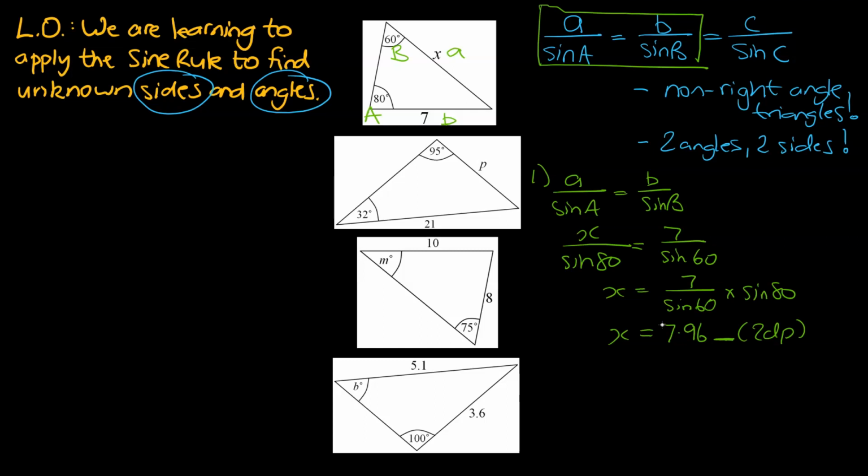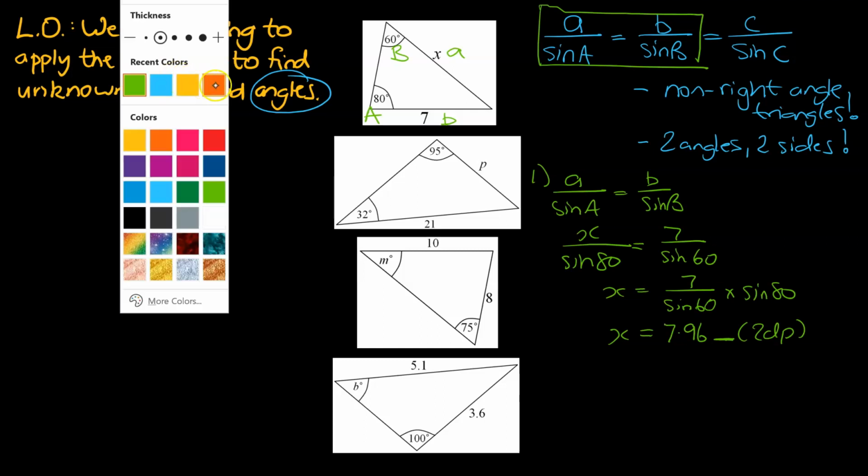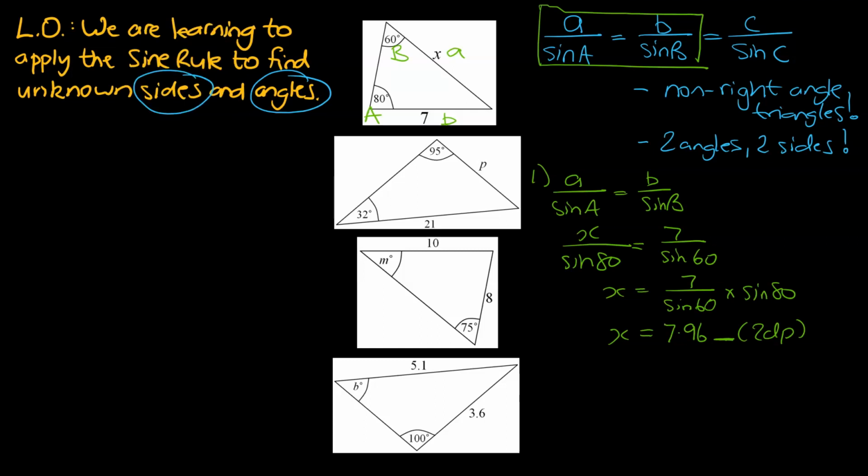So on the other side, we're going to switch to question 2. Let's see how that differs. We'll use the orange pen. For question 2, we're going to start off with the same process. We check, do we have 2 angles? Yes, so we're good there. And we do have 2 sides that we're interested in. So that does mean we are applying the sine rule.